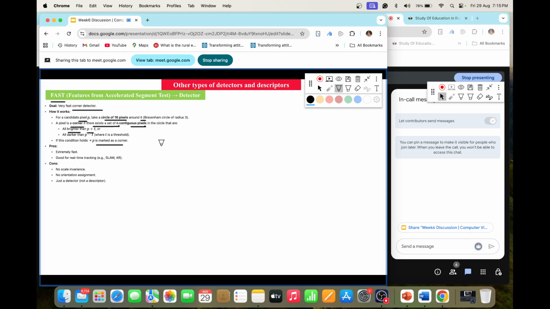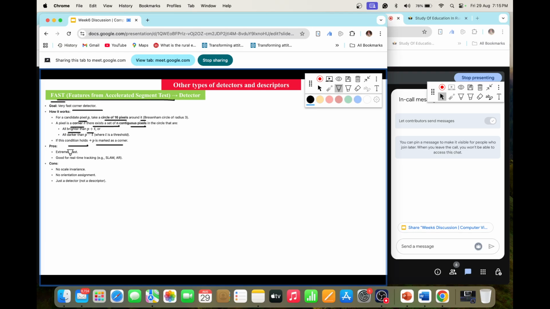Now, a pixel P would be a corner if all the P plus T pixels are brighter than your P pixel, and all the P minus T pixels are darker than your pixel. If that condition holds, then this P, your candidate pixel, is nothing but your corner pixel. So that is how FAST operates. So this is the algorithm.